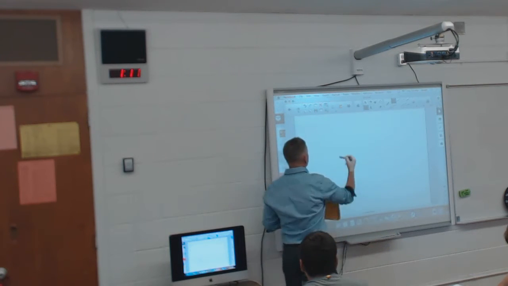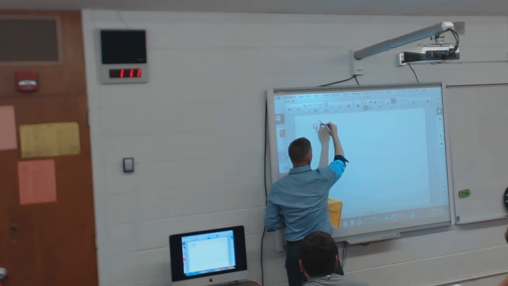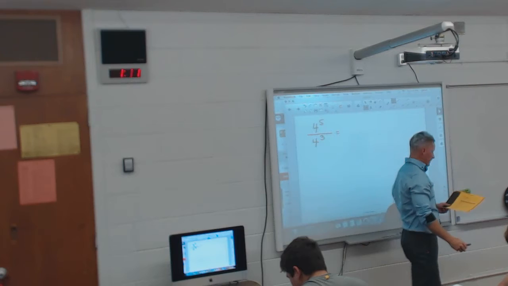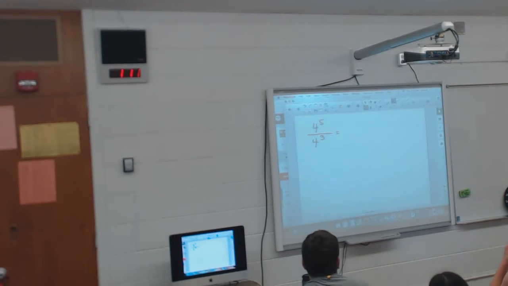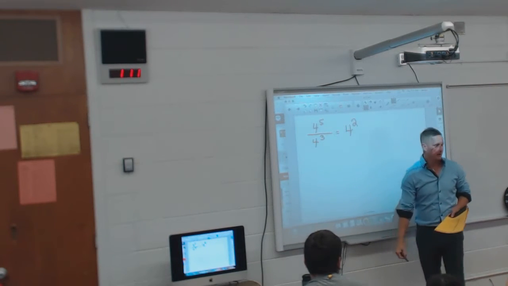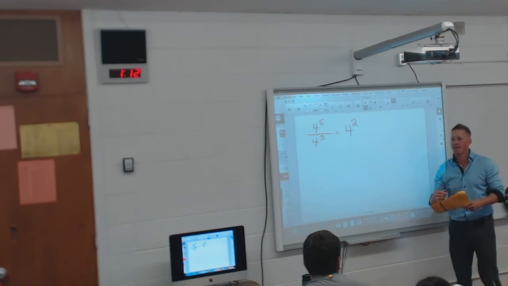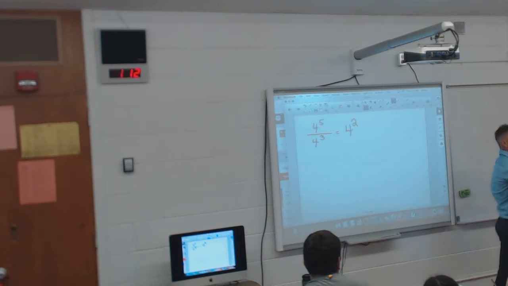All right, so now let's take it another level here. 4 to the 5th over 4 cubed. What do I get? 4 squared. Agree? Does that look right to everybody? Yes. Okay, so now, the easy part with this, if I'm multiplying, I add the exponents. If I'm dividing, I subtract the exponents. That's essentially what it is.